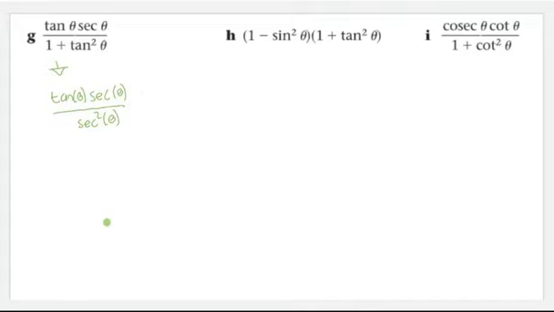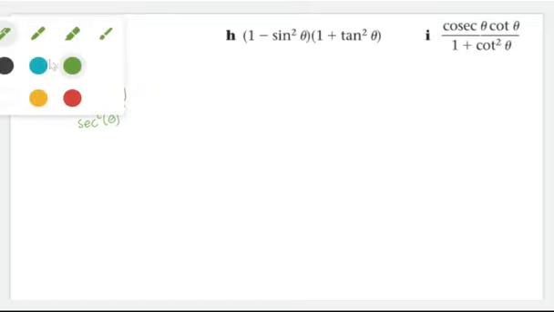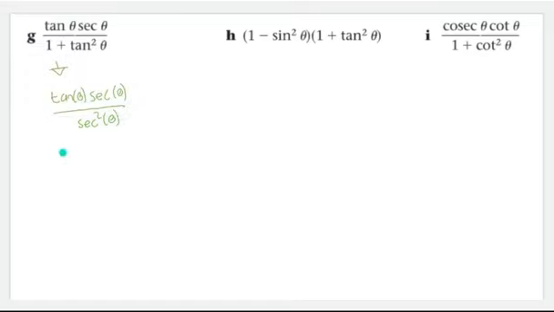And then from here, you cancel out the sec squared theta and the sec theta. What would you be left with? Tan theta over sec theta. Yep, tan theta over sec theta. That's pretty much it. There are other ways in which you can express this, but this is pretty much it.